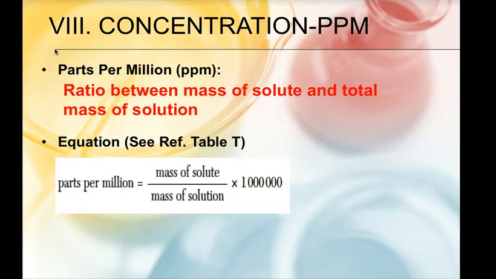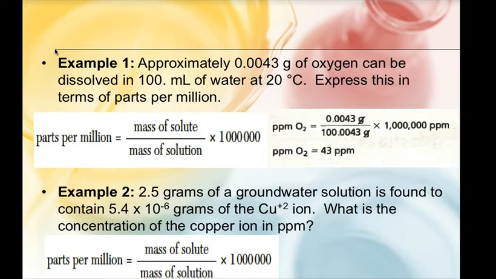Parts per million is honestly not asked about a lot on the Regents exam, so obviously you're not going to spend a lot of time studying for it, and anyway the equation is on your reference tables, as you can see on the slide. I think it's easier just to go ahead and do a couple of problems. It says approximately 0.0043 grams of oxygen can be dissolved in 100 milliliters of water at 20 Celsius. Express this in terms of parts per million.